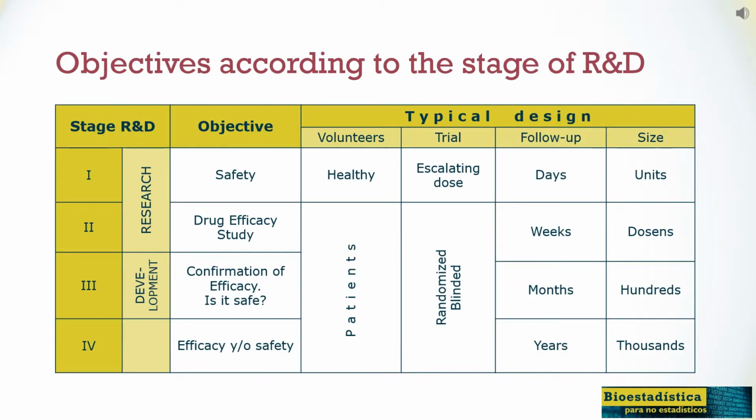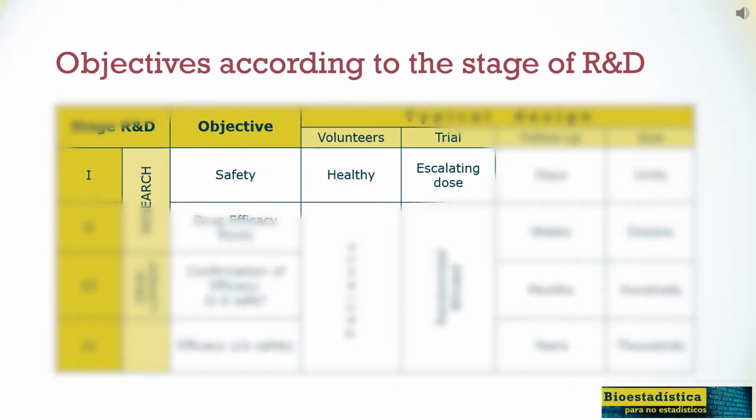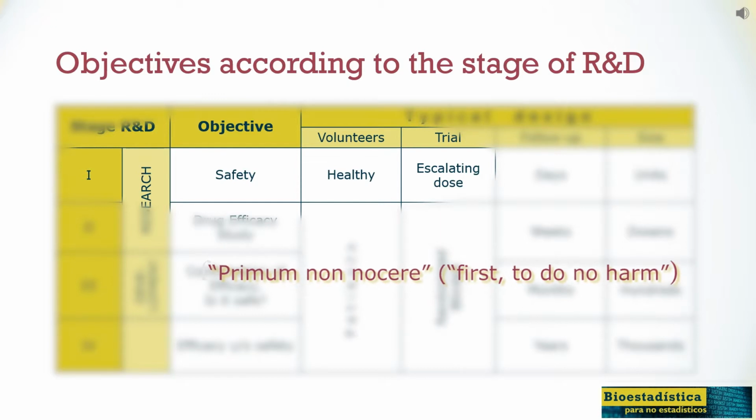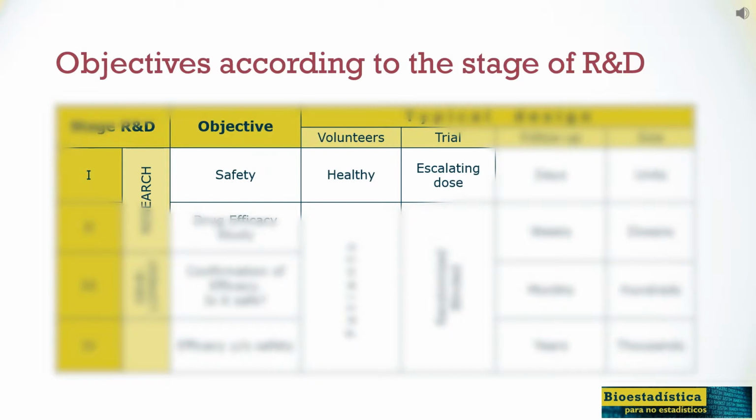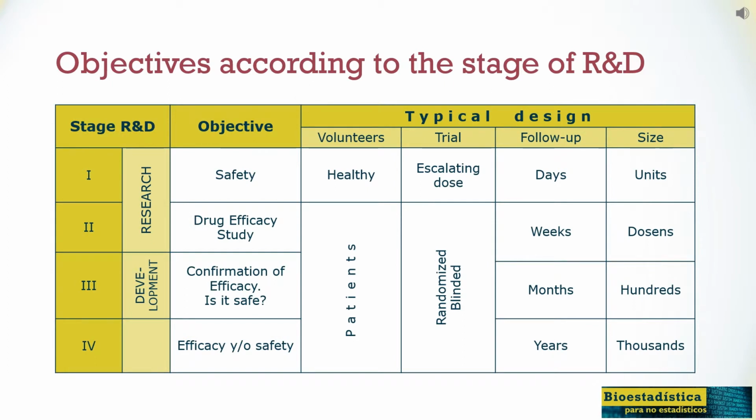Before administering a drug, the first objective should be to study its safety or its negative effects. To do this, it's not usually necessary for volunteers to be sick. They can be healthy. These studies are called Phase 1 studies. Then the positive effects are studied on patients.